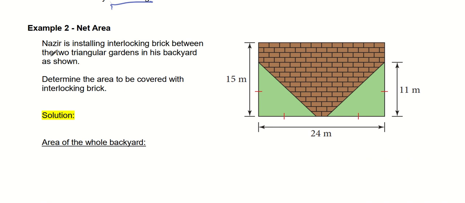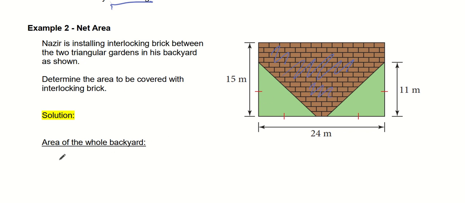So, example 2. Nazar installs interlocking bricks between two triangle gardens in his backyard as shown. Determine the area to be covered with interlocking bricks. Basically you want to find all this area right here, the brick area. It's like if you have a backyard and you don't like the grass, so you want to brick it up and put bricks in it. This is exactly what's happening here, except he wants to brick up this specific shape in his backyard.